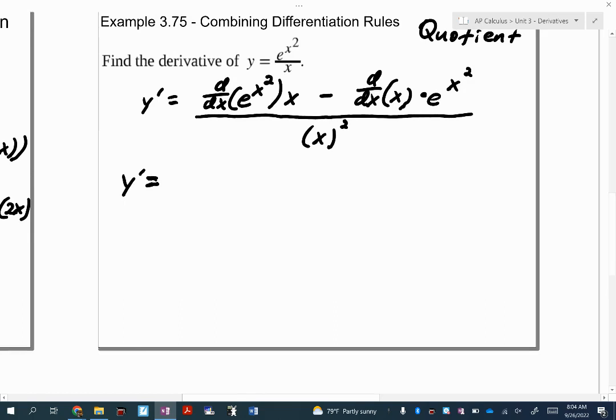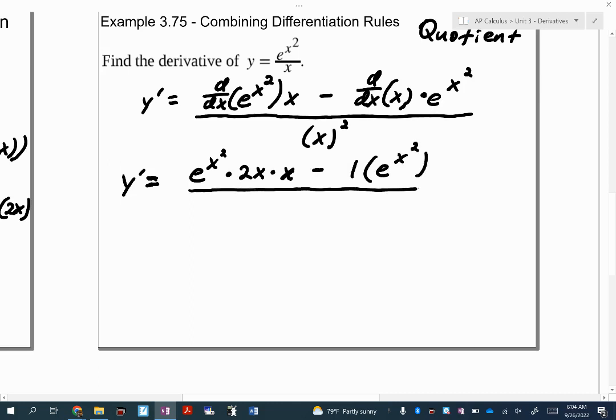Okay, so the derivative of e to the x squared, let's see if you can do this a little bit faster. You're going to copy it down, and then the derivative of x squared is 2x. Don't forget to multiply that by the original denominator x, minus the derivative of x, which is just 1, times e to the power of x squared, all over x squared. All right, so I'm just going to clean it up a little bit.